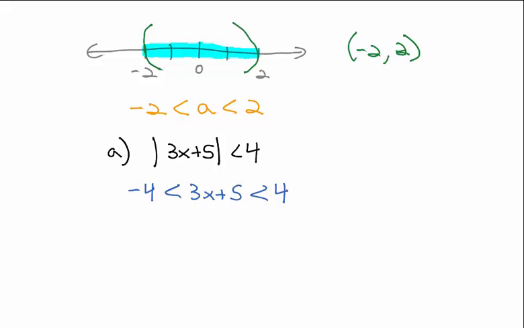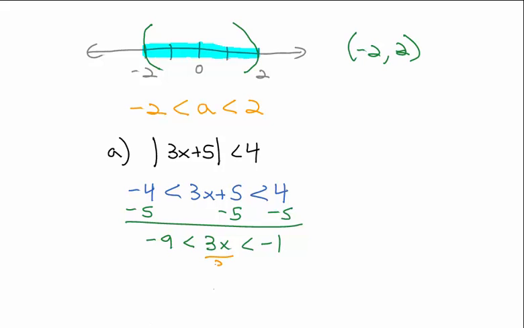Then we solve from here. When we subtract 5, we have to subtract 5 from all three parts, giving us negative 9 is less than 3x, which is less than negative 1, and then divide each part by 3. And x is between negative 3 and negative 1/3.